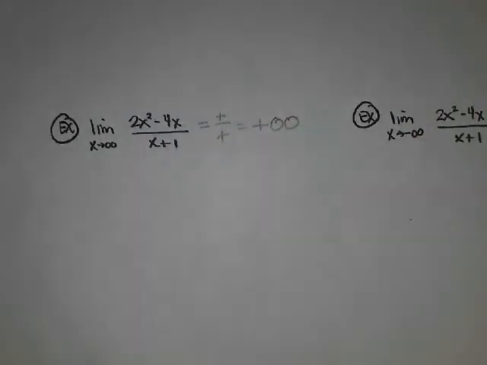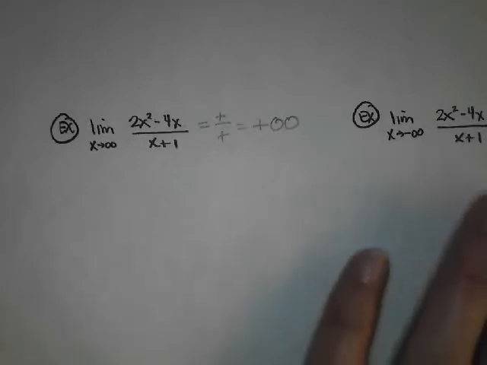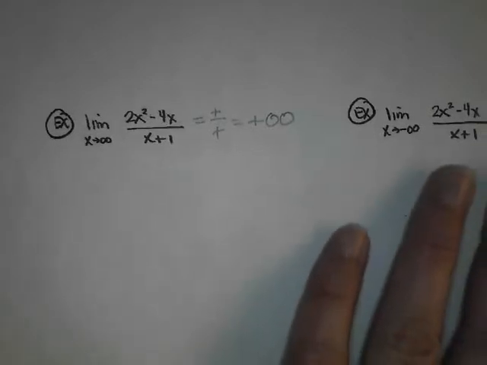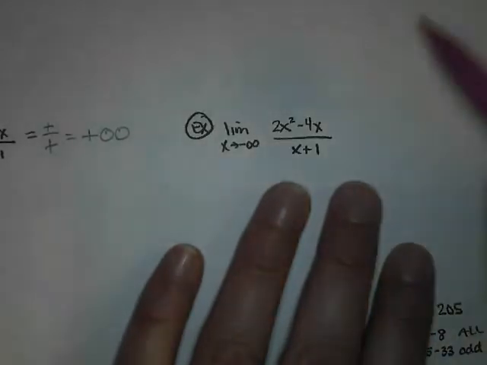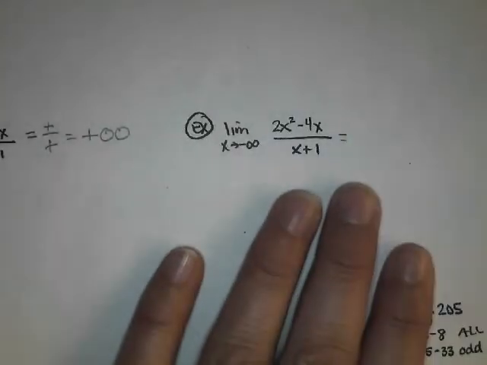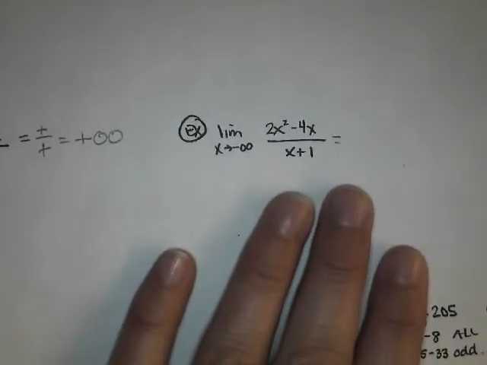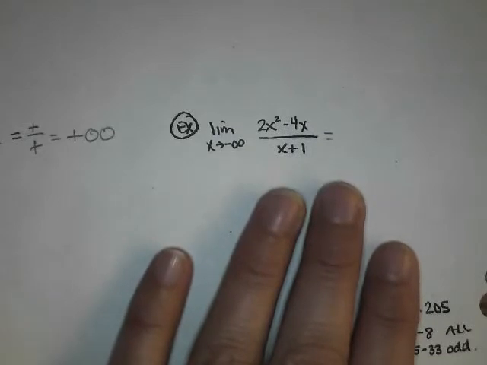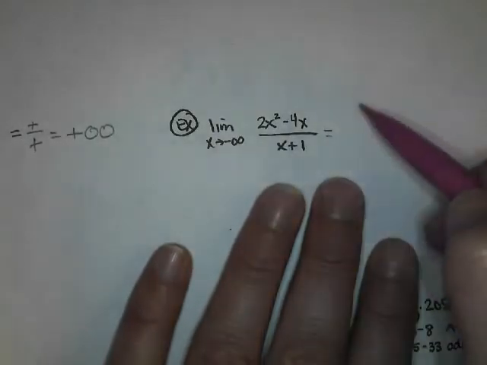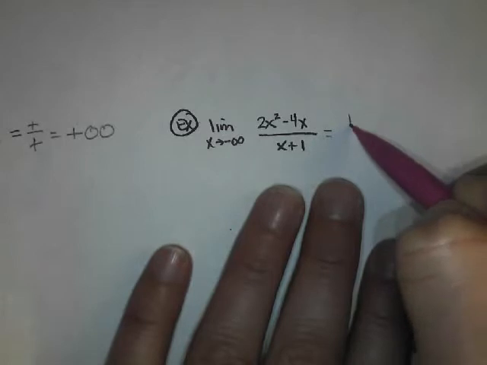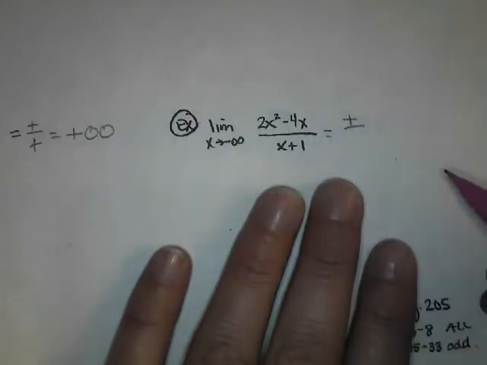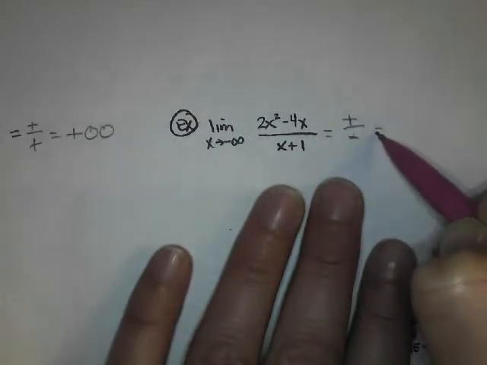As you approach negative infinity, what's your numerator going to be? Let's pretend I'm plugging in negative 1,000. What's your numerator going to be? Positive. What's your denominator going to be? Negative. So I'll show you that graph.